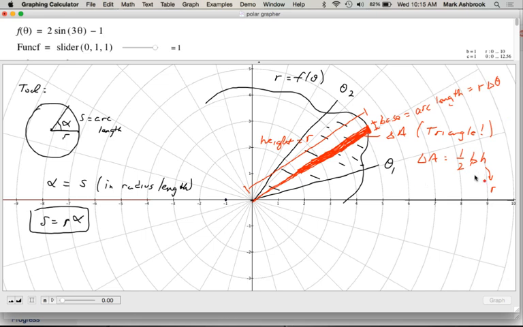So that makes the base r delta theta. And then we have the 1/2. So our delta A equals 1/2 base, which from our arc length is r times the little change in angle, times the height, which is also r. So what do we get? We get 1/2 r squared delta theta, and that's our delta A.